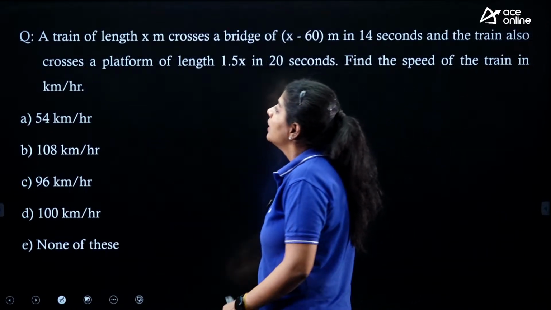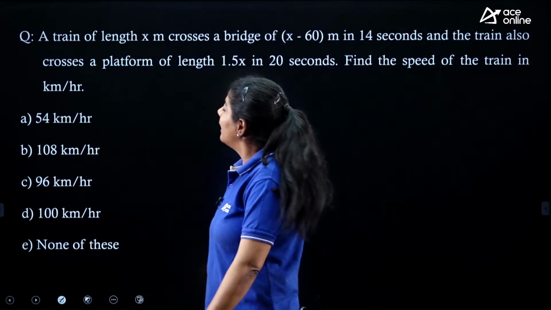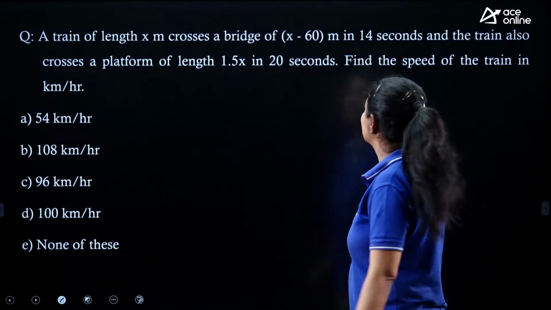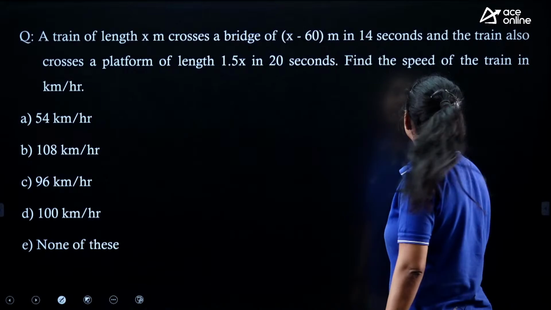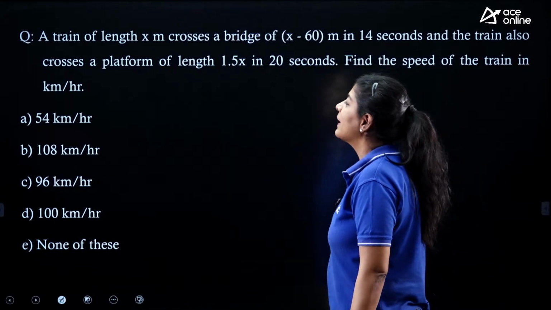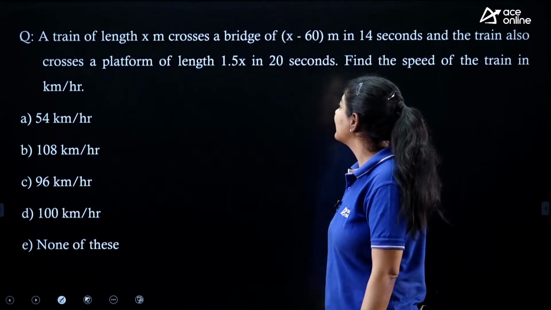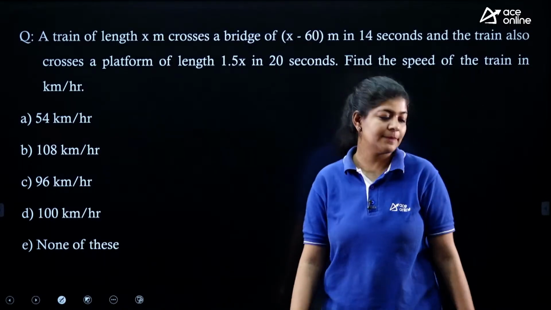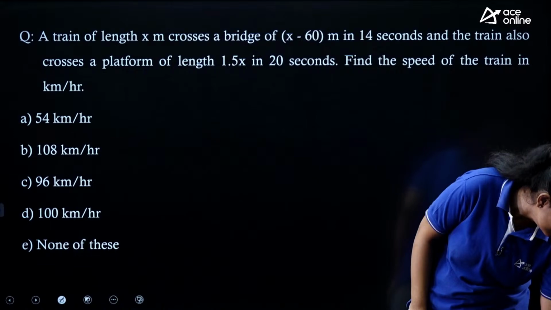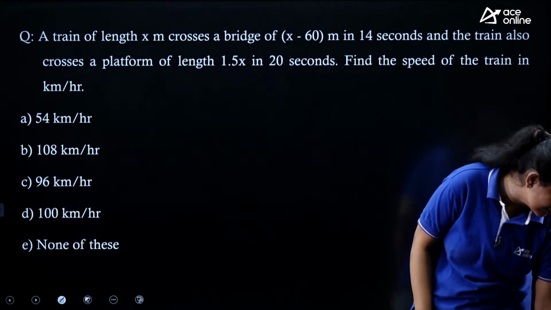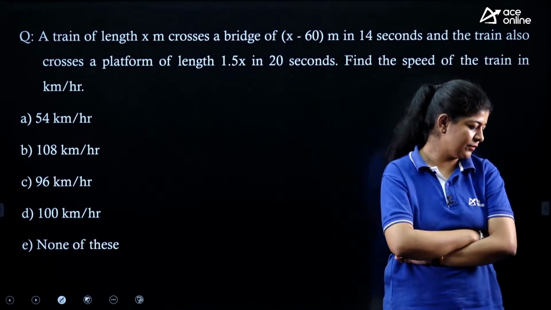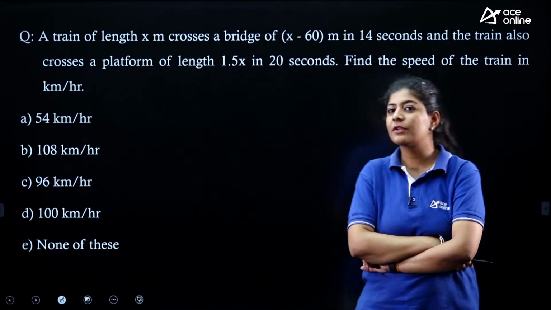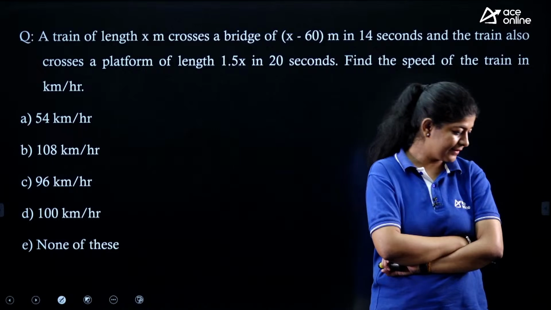Next. The next question says that a train of length x meters crosses a bridge of x minus 60 meters in 14 seconds, and the train also crosses a platform of length 1.5x in 20 seconds. Find the speed of the train in kilometers per hour. This time what do we need to do? Very good, Nikhil, very good, Venkat. Now try to solve this particular question. Here we have a relation and ultimately we need to find the speed of the train in kilometers per hour.